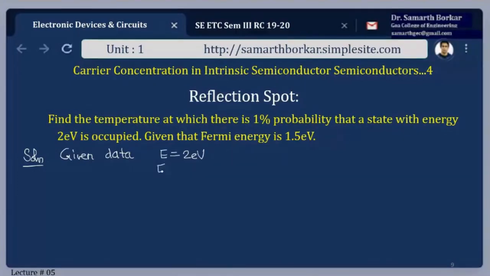What else information is required? E of F, which is given as 1.5 electron volt. So in this case E is greater than EF. So this belongs to our case 2, when E is greater than EF. Fine. So to calculate the Fermi Dirac distribution, we have to make use of this formula f of E equals 1 upon 1 plus e raised to (E minus EF) by kT. K is Boltzmann constant and T is the temperature.